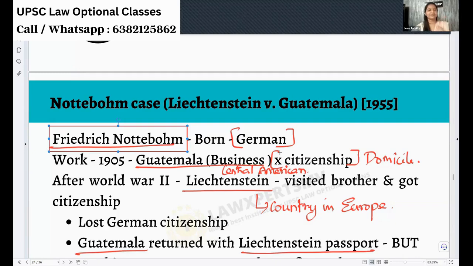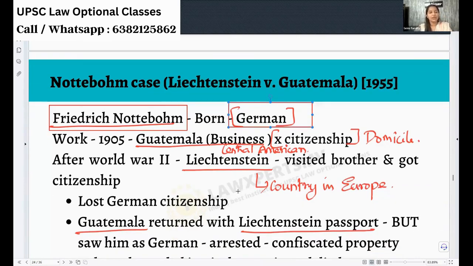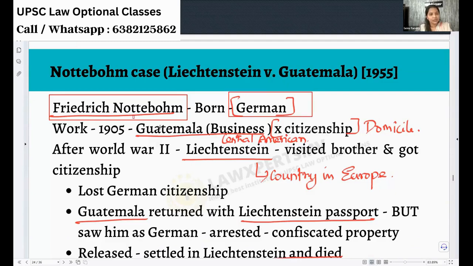The disturbance is done. So this Friedrich Nottebohm was born in Germany. Okay. And what he did, he was working in Guatemala. You can ask me what is Guatemala. Guatemala is a nation state in Central America. Okay. So since he was working and having business in Guatemala, but he was born German.